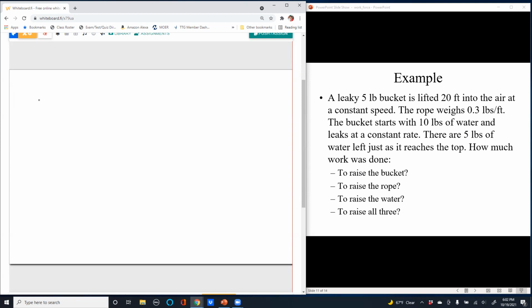All right, so this is similar to the one we looked at earlier, it's just a little bit more going on. So let's say here's our rope hanging down. Here's our leaky bucket. So basically the bucket's going to be our ith slice. And we're going to look at 3 different things going on, but they all add up to give the total work. So we look at the bucket. We're going to look at the rope. And we're going to look at the water.